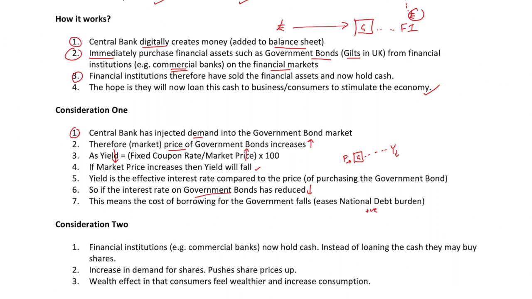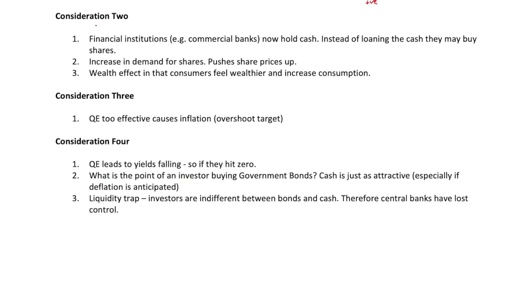Now we'll move on to the second consideration. Financial institutions, so commercial banks for example, now hold this cash from the original transaction, when the central bank gave those commercial banks cash in exchange for the gilts, and the gilts went to the central bank. Well, what if they didn't look to pass that cash on in the form of loans to consumers or businesses? It might be that instead they use that cash to buy shares. If they were to buy shares, that increases the demand for shares, and clearly that would push share prices up.